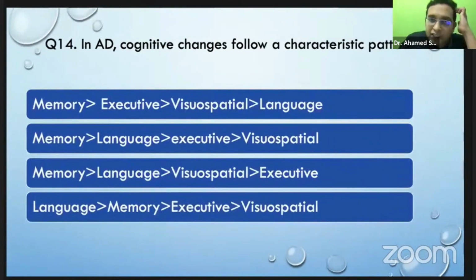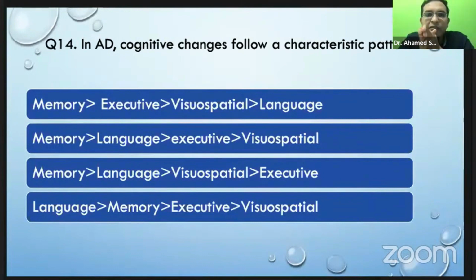Alzheimer's disease, cognitive changes follow a characteristic pattern. As we have seen with the pathophysiology, there is atrophy, the neurons get damaged. Where is the maximum neuronal damage? And what is the first thing which we see in Alzheimer's disease? So there is a pattern of cognitive change. There is a progression of the disease from mild to moderate to severe in Alzheimer's disease.